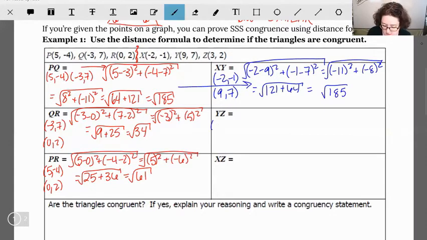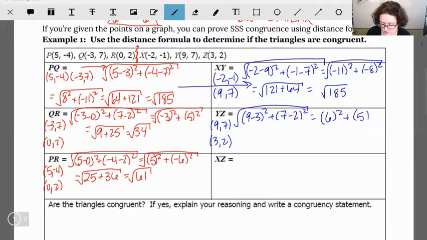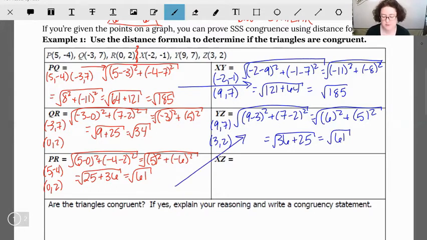Okay, YZ. We have the points 9, 7 and 3, 2. Distance formula, 9 minus 3 squared plus 7 minus 2 squared. That gives us a 6 squared plus a 5 squared. And actually, that's the same thing that we were working on with PR. So we have a 36 and a 25 under our radical. We already did the math. So that comes out to the square root of 61. And so these two match up.